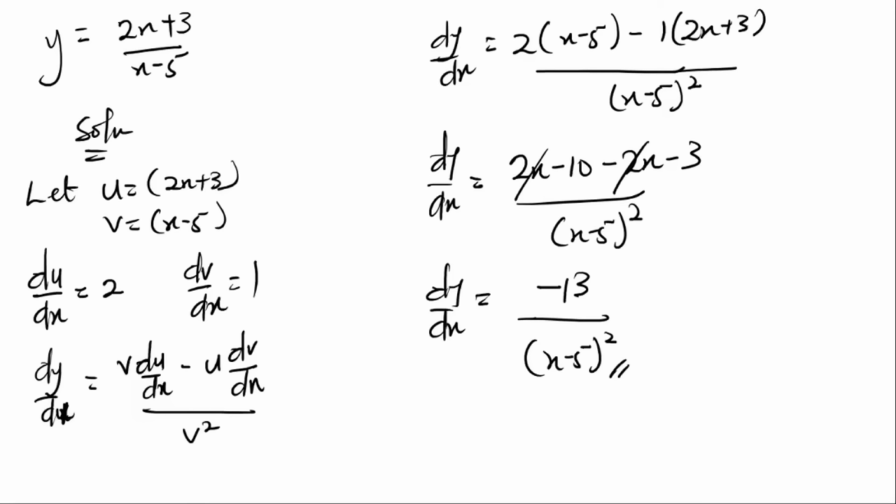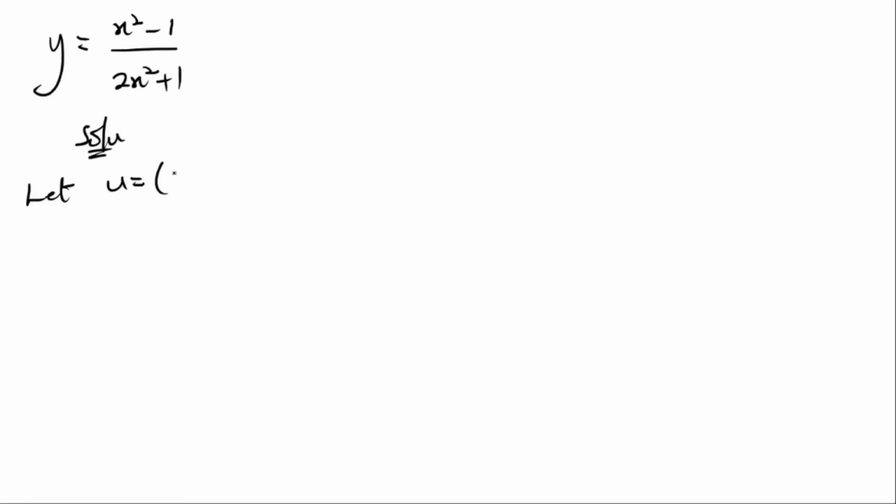Alright, let's have a look at another simple example. So example number 2, we have the function y is equal to s squared minus 1 all on 2s squared plus 1. So let's write down our solution. As usual, we say let the numerator be the function u, that is s squared minus 1, then the denominator be v, that is 2s squared plus 1. So we differentiate each of the functions individually.